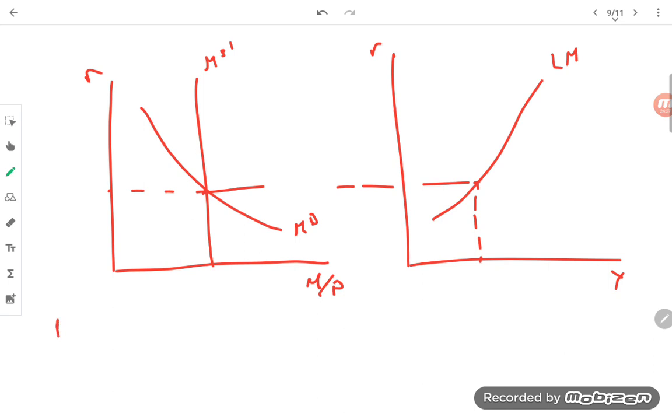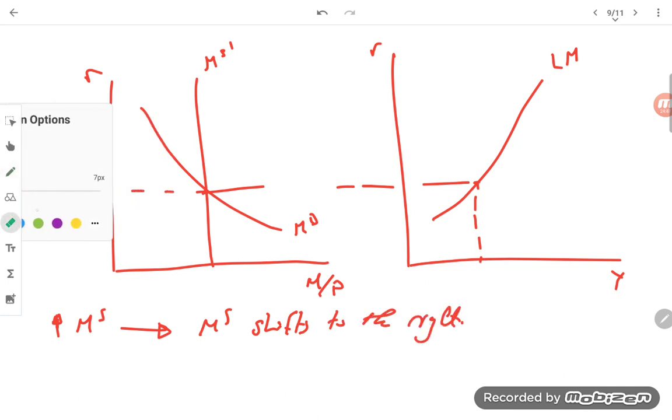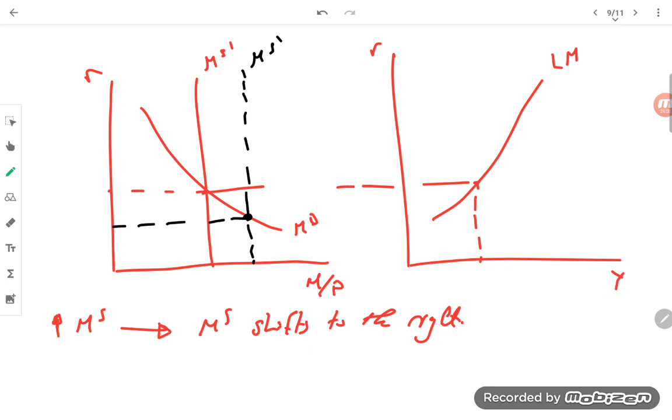Now the government decides to increase money supply, so the money supply curve will shift to the right. So this is the new money supply curve, at a lower interest rate, but the income level is constant. There isn't any change in the income level. So this is the new LM curve. At the same level of income but a lower interest rate level, we have a new LM curve. This is as money supply increases or the money supply curve shifts to the right.